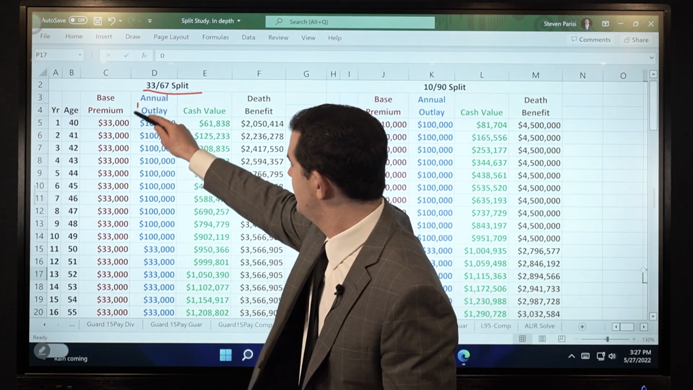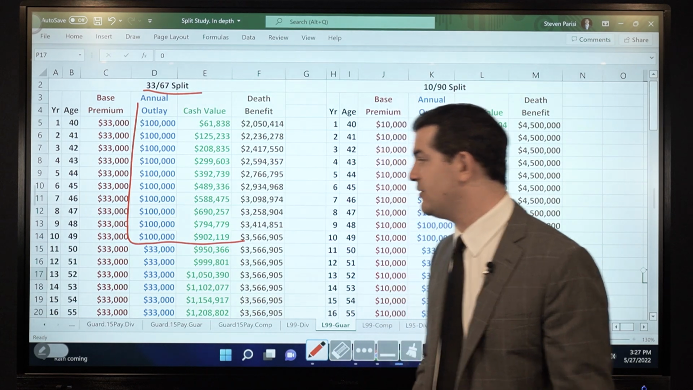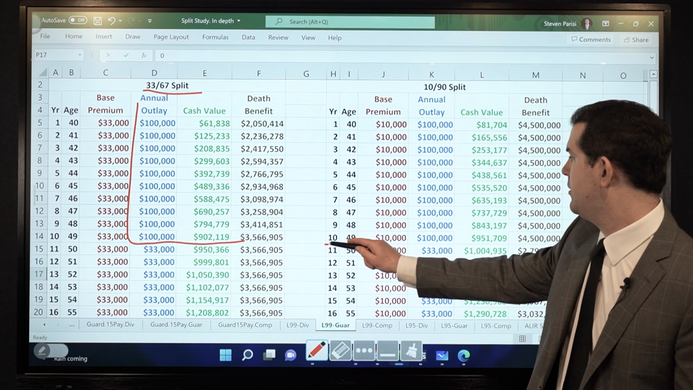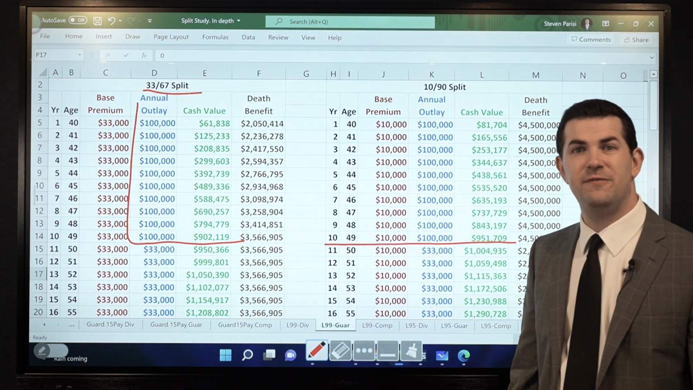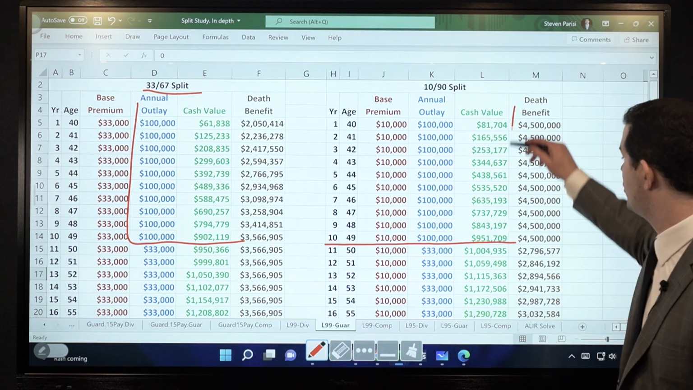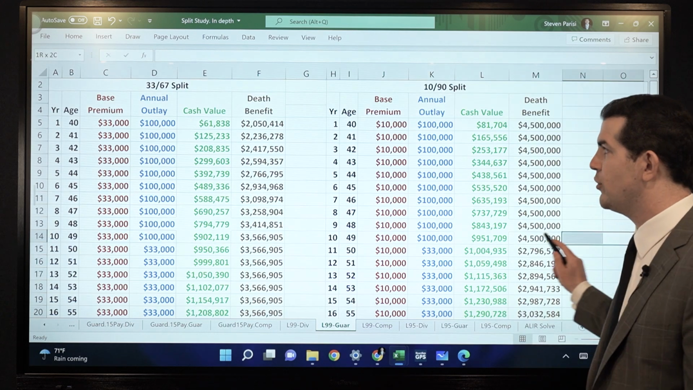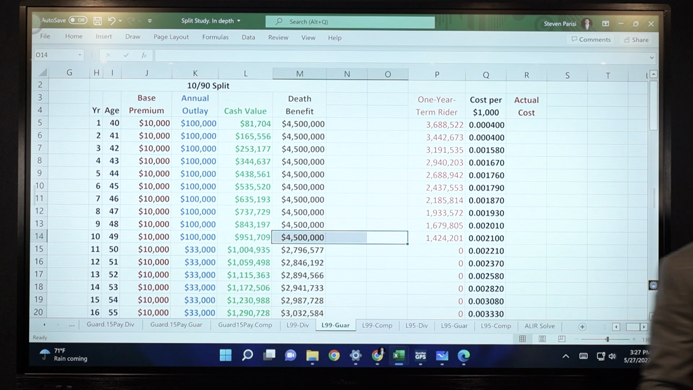Year 10, you've paid in $1 million, you've got $900,000. You have not broken even. Over here, year 10, paid in $100,000, you've got $95,000. So you've got about another $50,000, and this is with the term rider attached. Before we go further, let me make sure we highlight the term costs as well.